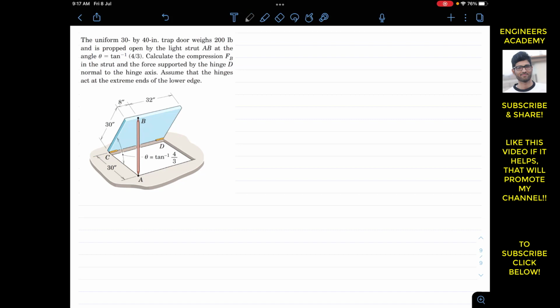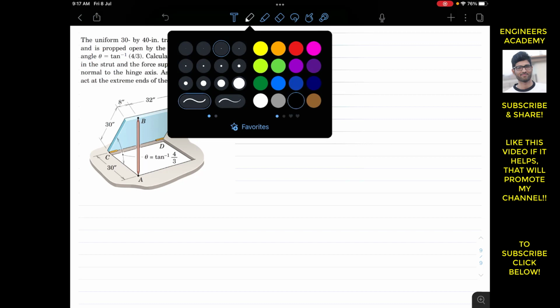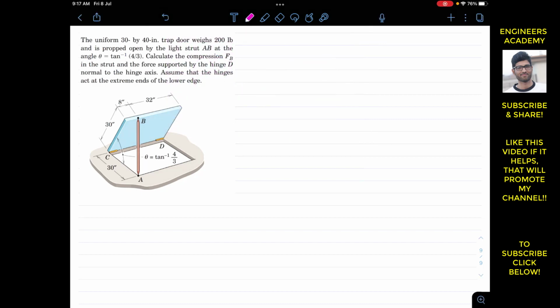So to solve this problem, first I need to define my coordinate system. So let's say that at point C this is my positive x-axis, and then at point C let's say from in this direction this is my positive y direction and this is our positive z direction.